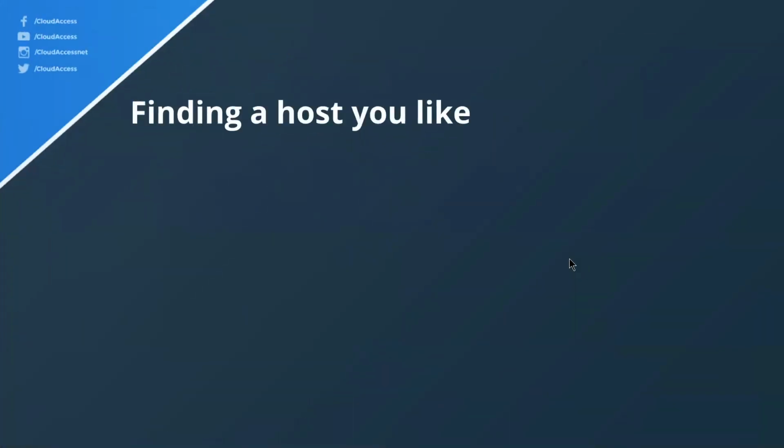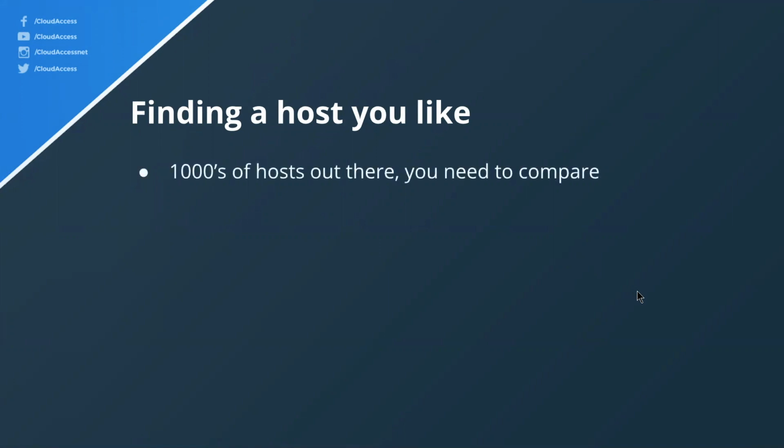Okay, so more on finding a host you like. There are thousands of different hosts out there that you need to compare with. Just like us, as far as hosting providers go, we are actually in between the smaller and medium scope of sizes. It doesn't matter if it's a smaller host or a larger host. You just need to do some searching and see what ones that seem the best to you, and then you can get started with the comparisons.